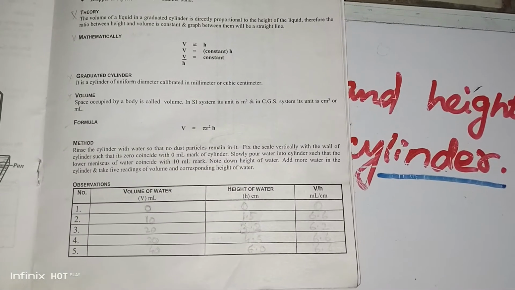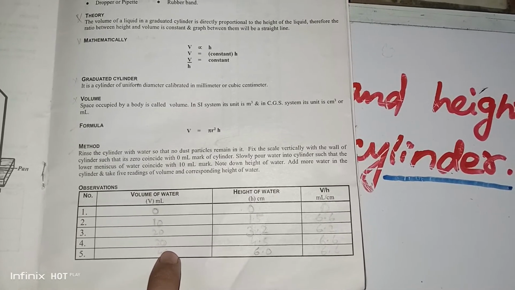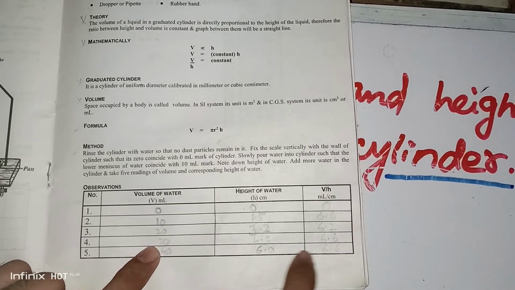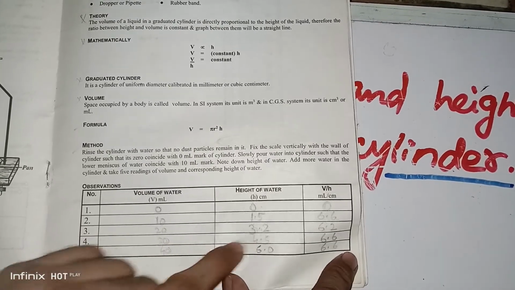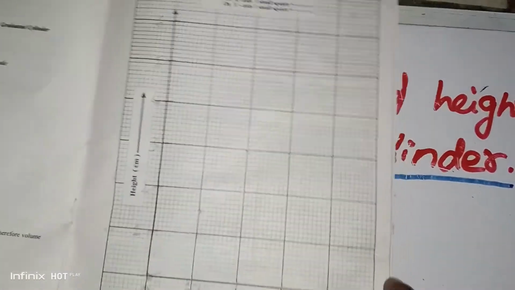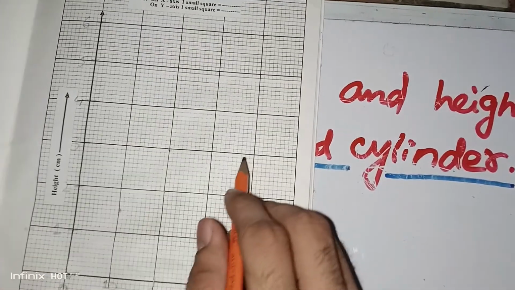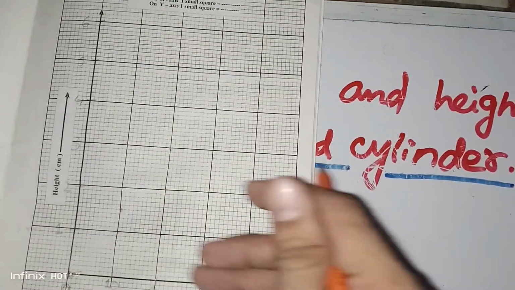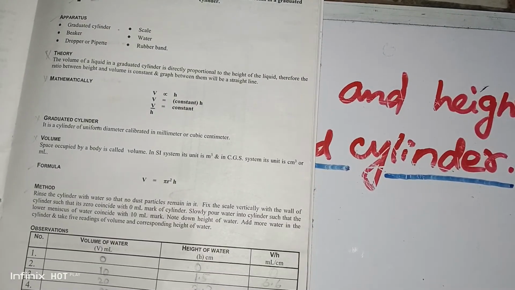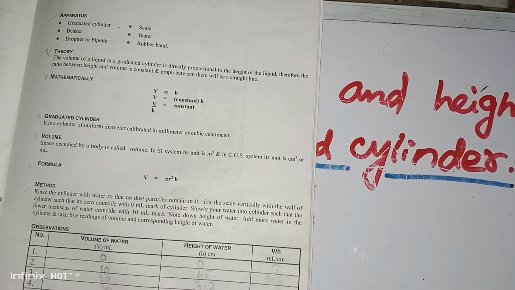Now for the fourth reading, the volume of water is 30. So at 30 volume of water, my height of water is 4.5 in the graduated cylinder. So for 30 volume of water, I will mark 4.5, because at 30 volume of water, the height of water is 4.5.